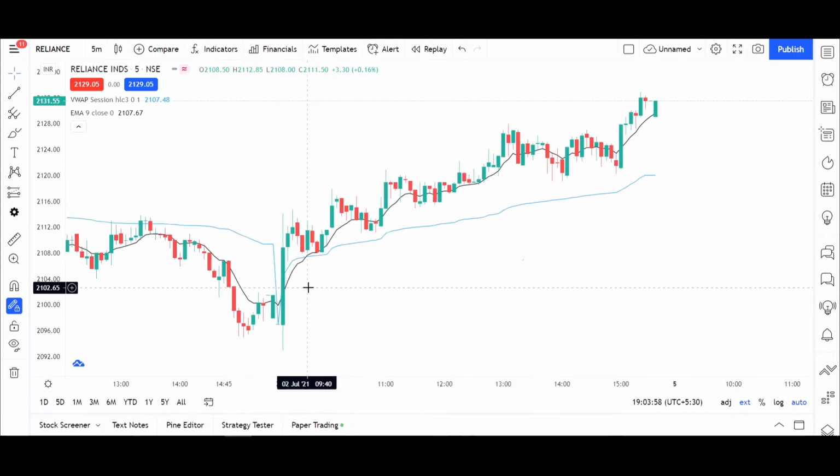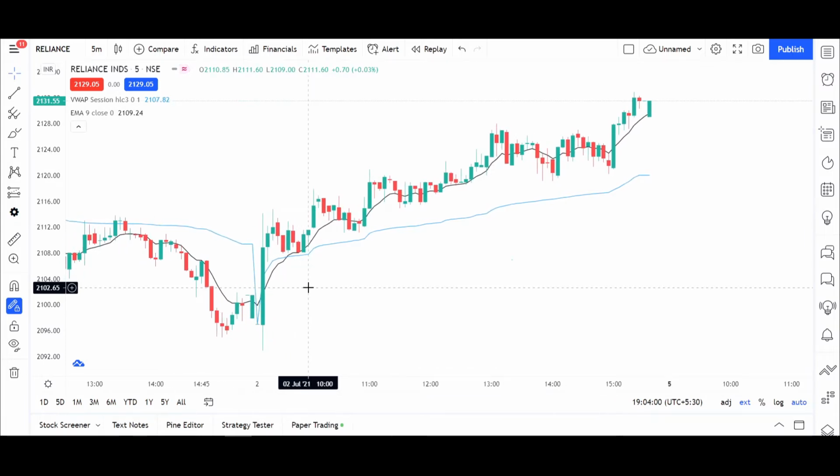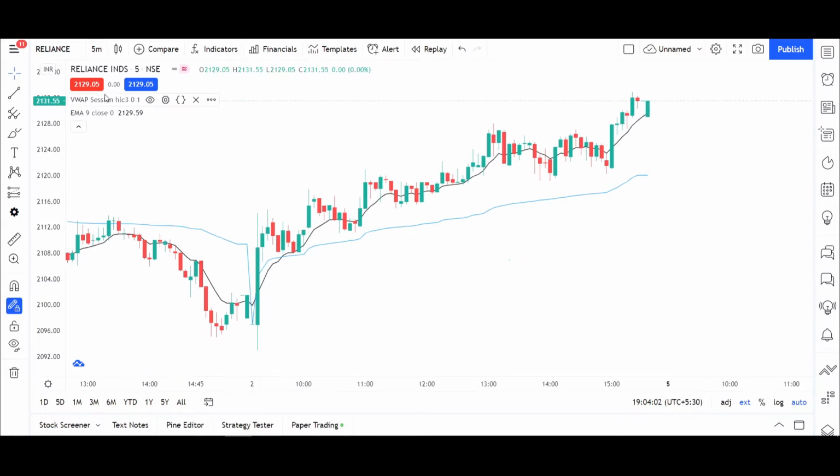So what we need, the two major indicators, as you can see, are the VWAP, the volume weighted average price. I've made a video on this indicator, you guys can check it out. And the EMA, the exponential moving average. And the best time frame is the 5-minute time frame.